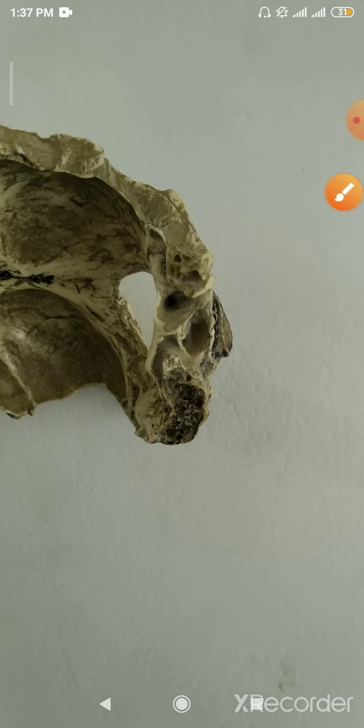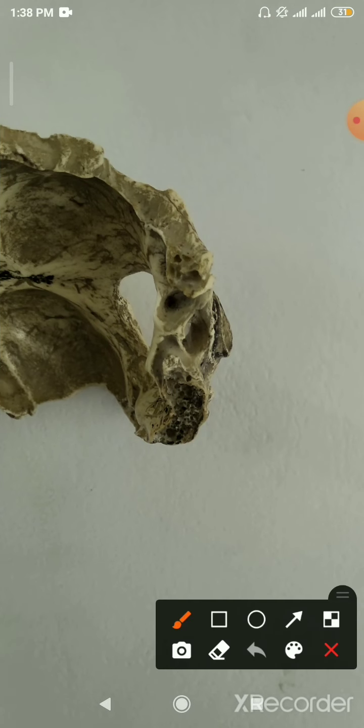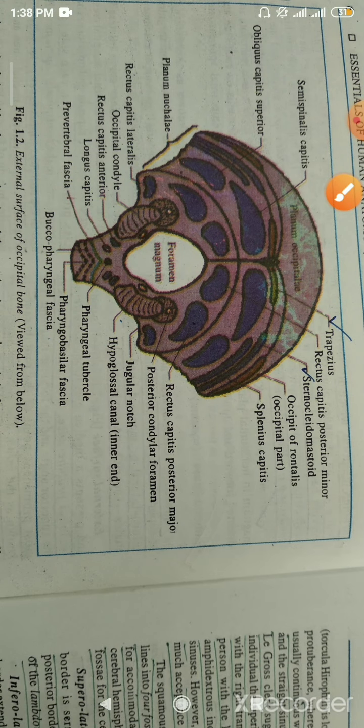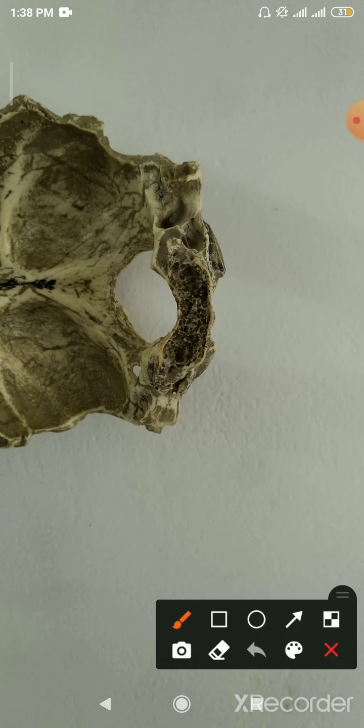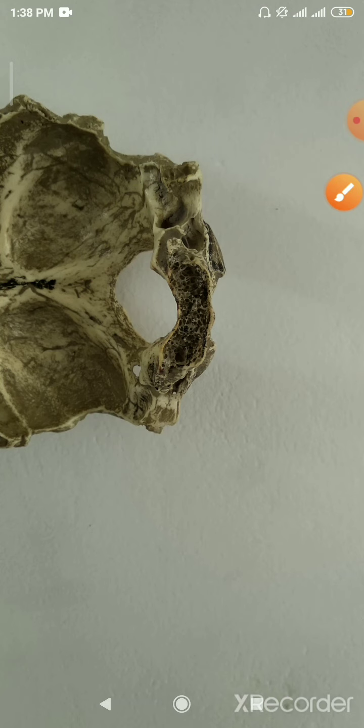So this is the hypoglossal canal. You are seeing this lateral view. So you are seeing the hypoglossal canal. You have to know the contents of the hypoglossal canal. This is very much important for the viva.